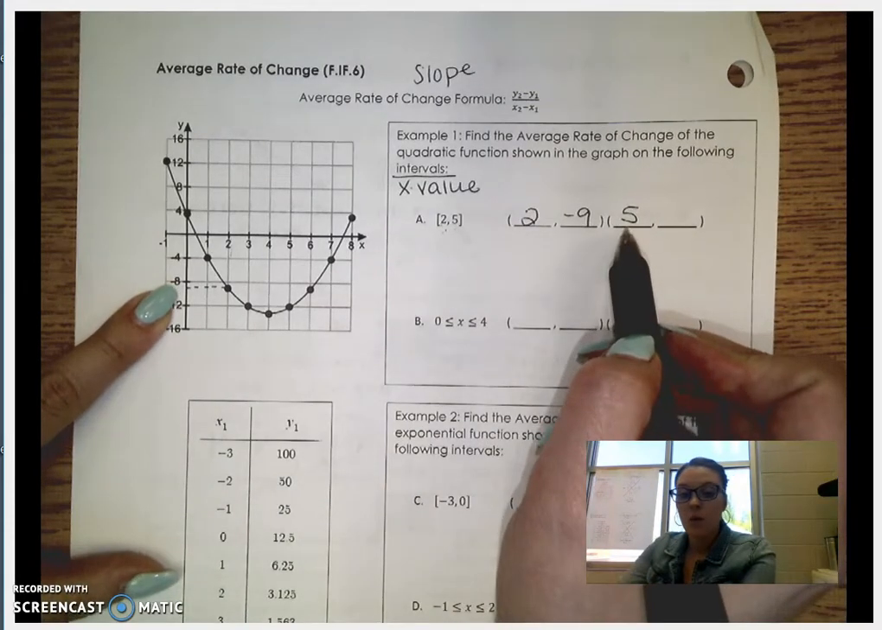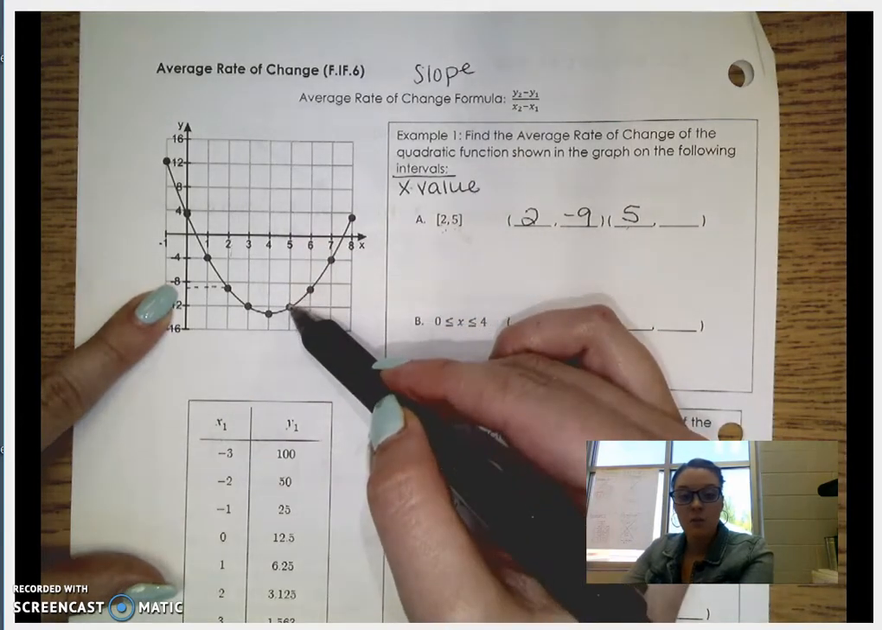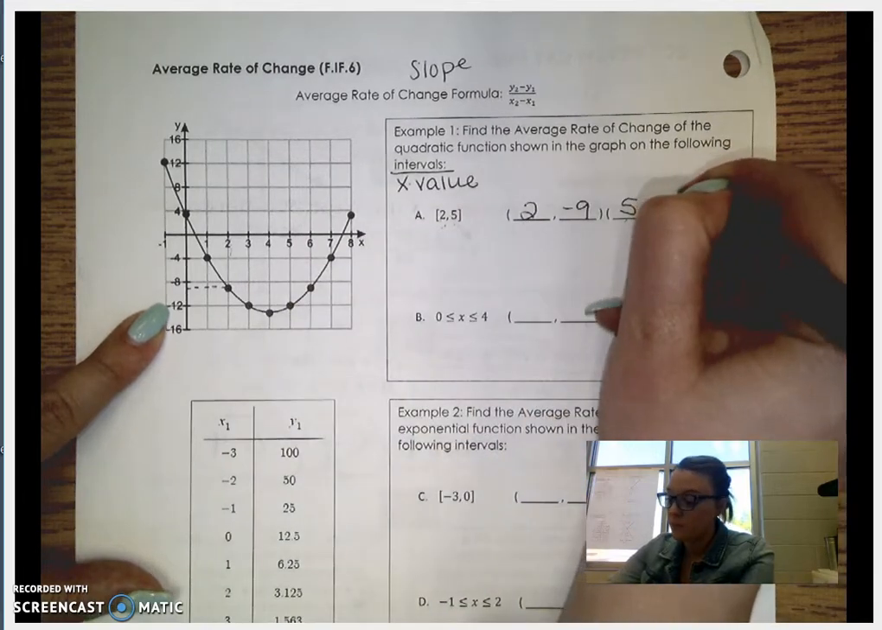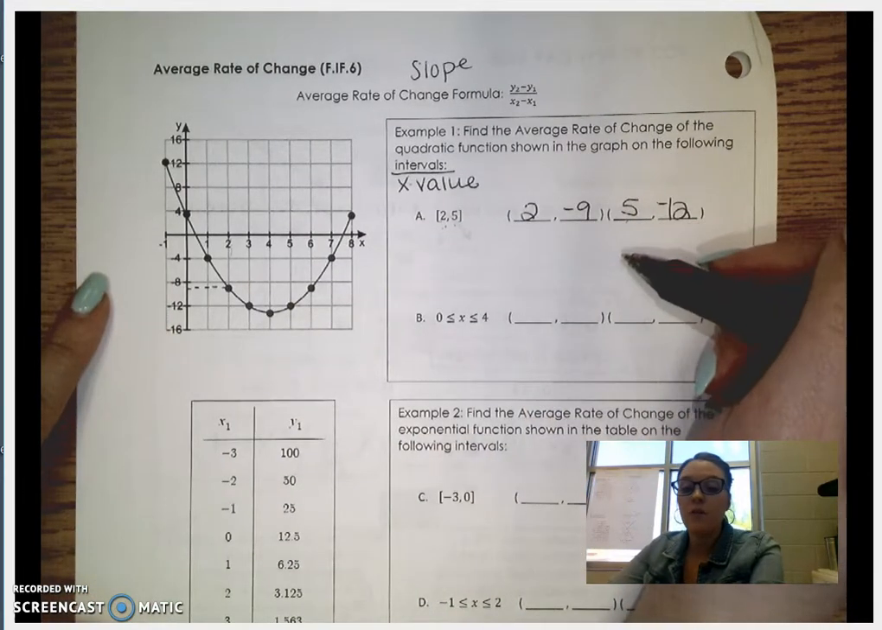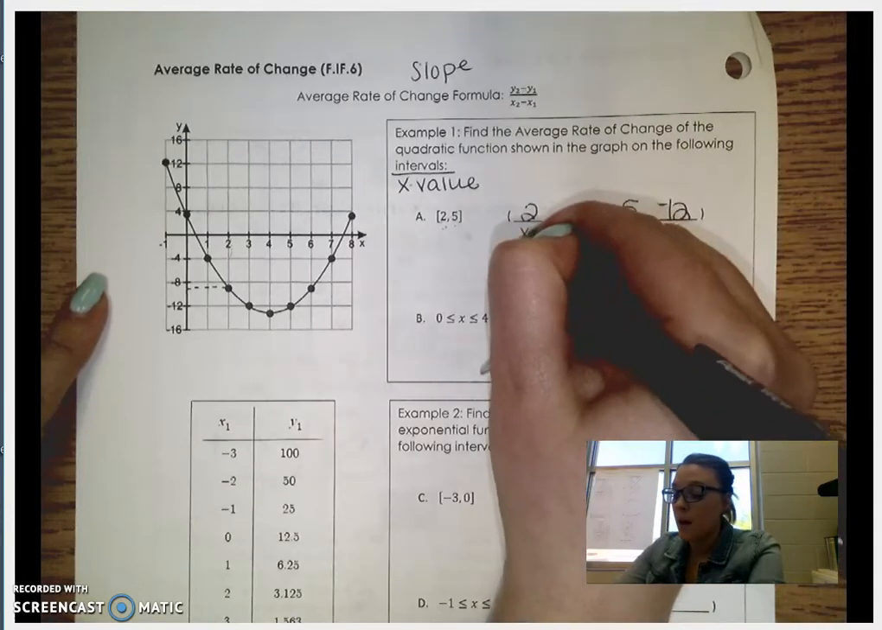Then I need to look at the y value that corresponds to x equals 5. So x equals 5 is right here. My y value is -12. Once you have your 2 coordinate points, which you're always going to need, you are going to label them x1, y1, x2, y2.